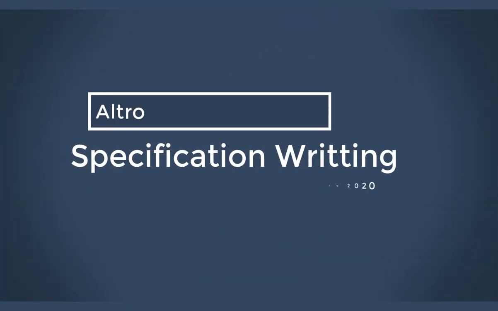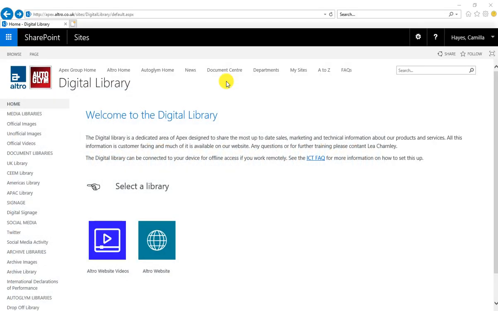In this tutorial we're going to demonstrate how to write an MBS specification. All of the MBS specifications tend to follow the same format regardless of product. So if you can write an MBS spec for one floor finish, you can generally write it for all of them, and the same applies to the wall finishes as well.